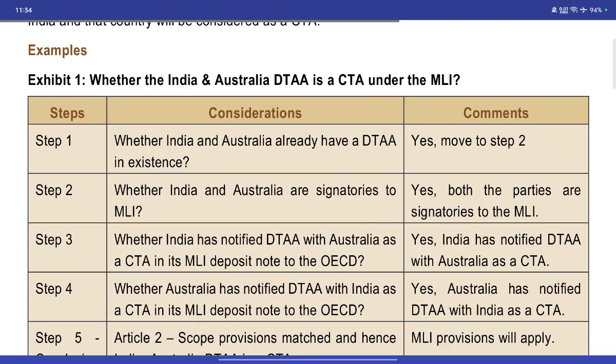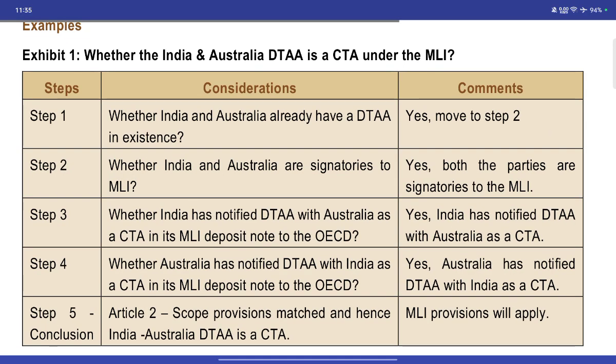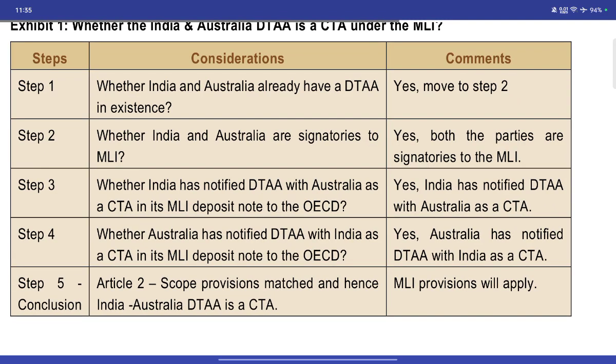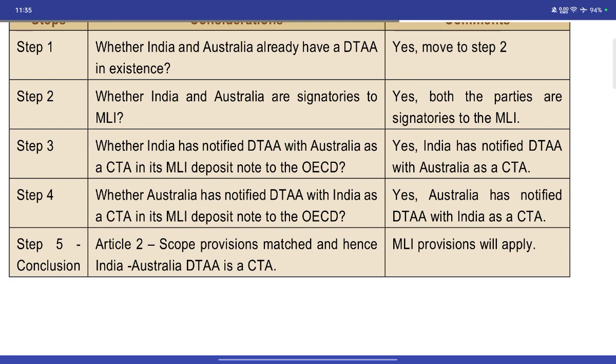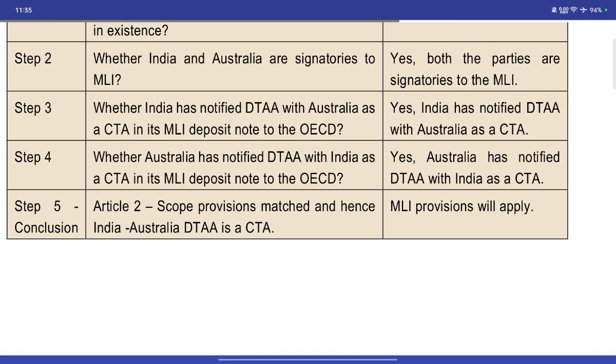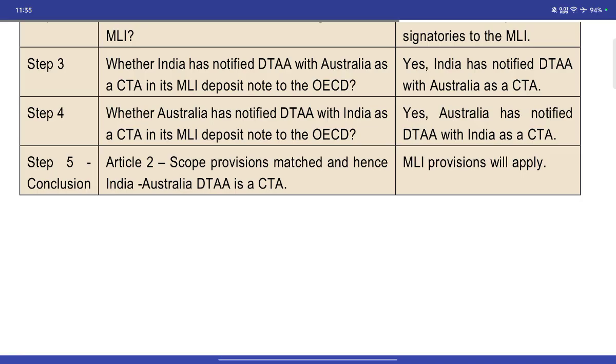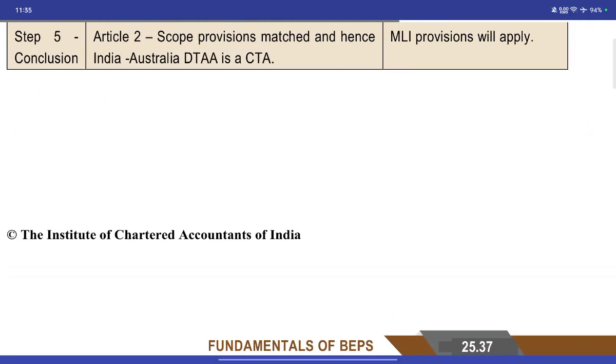Example, Exhibit 1: whether the India and Australia DTA is a CTA under the multilateral instrument. Step 1, whether India and Australia already have a DTA in existence? Yes. Step 2, whether India and Australia are signatories to the MLI? Yes, both countries have signed the MLI. Step 3, whether India has notified the DTA with Australia as a CTA in its multilateral instrument deposit note with the OECD? Yes. Step 4, whether Australia has notified the DTA with India as a CTA in its MLI deposit notes with the OECD? Yes. Step 5, conclusion: the Article 2 scope provision is matching, and hence the India-Australia DTA is a CTA and the multilateral instrument provisions will apply.